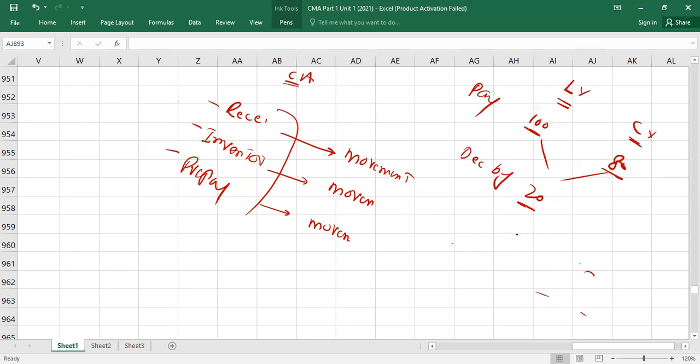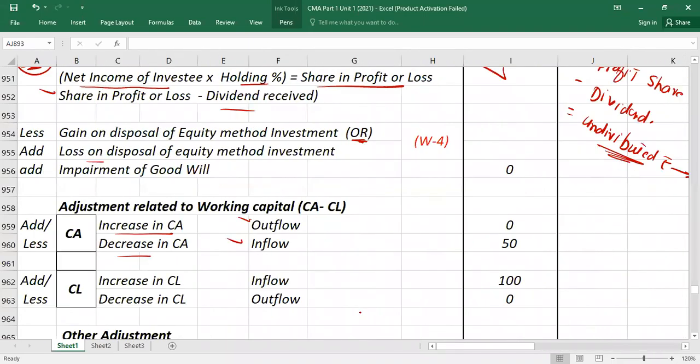Now it's not inflow. Why has it decreased? Because maybe you paid money to the supplier. So whenever there's a decrease, remember the rule for current liabilities: a decrease in current liabilities will be treated as outflow, and an increase in current liabilities will be treated as inflow. Clear? So this is the rule for current liabilities. Increase is inflow, decrease is outflow. It is totally the other way around compared to the current asset side. Got it?